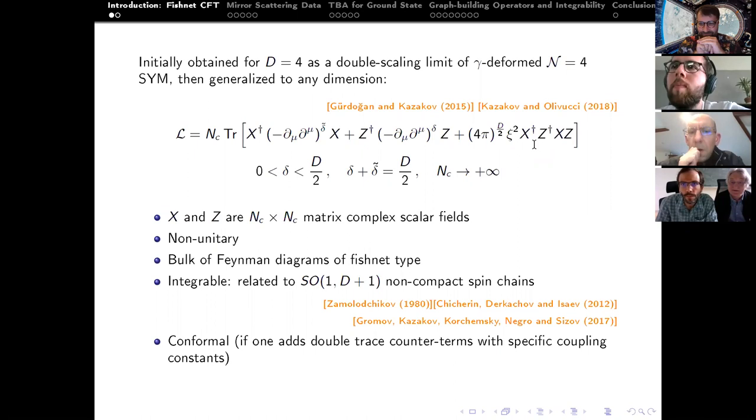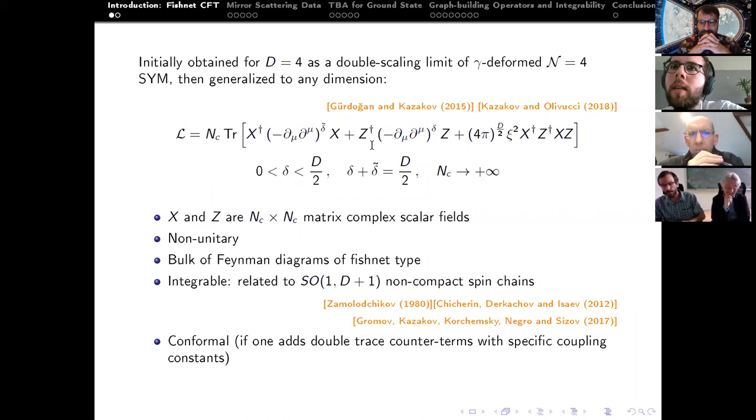And we have only one coupling constant, xi squared, and another parameter, delta, which measures the anisotropy of the theory. You can see it appears in the kinetic terms for the different scalars. The only condition is that the sum of delta and delta tilde should be D over 2. The consequence is that the propagators for Z fields and for X fields don't have the same weight. For X, they will have exponent delta, and for Z, they will have exponent delta tilde.